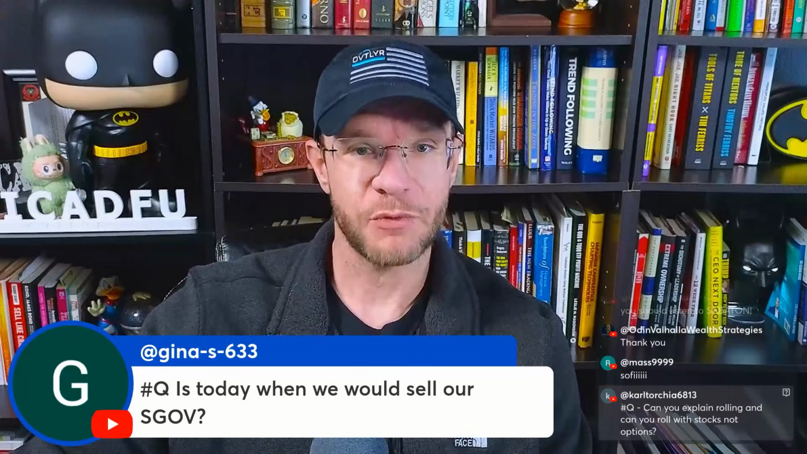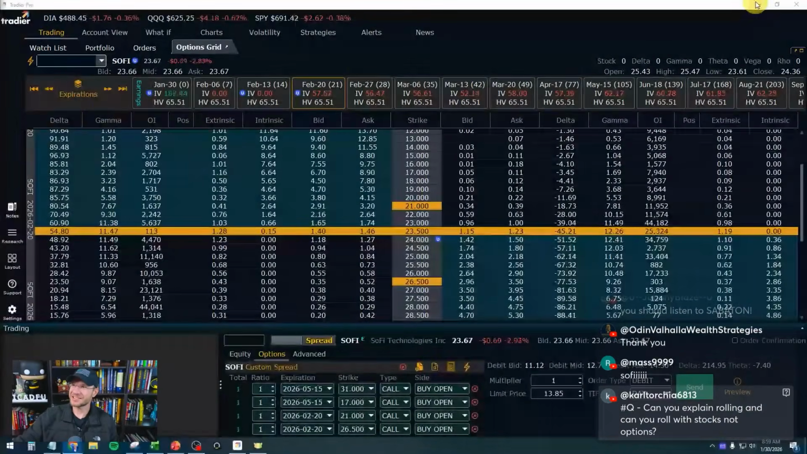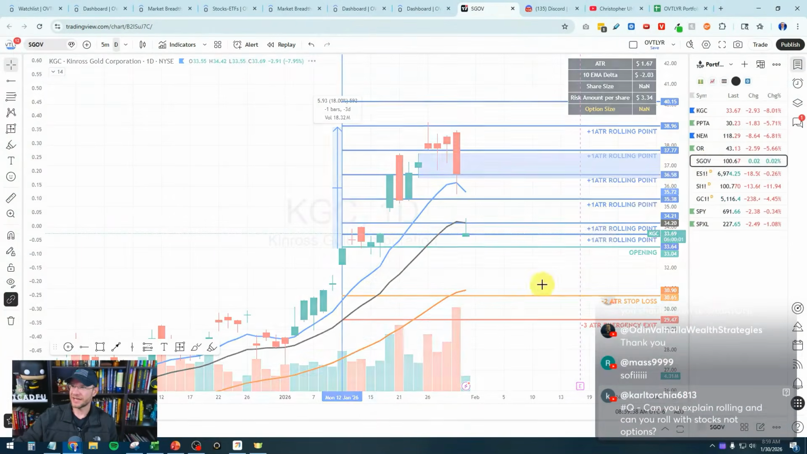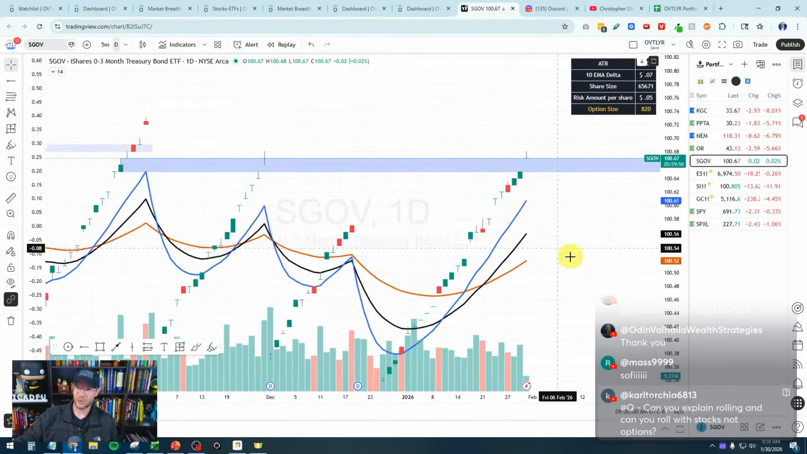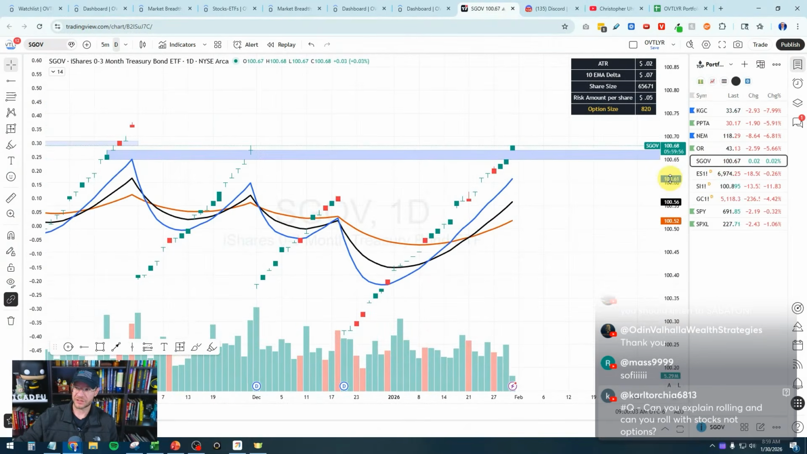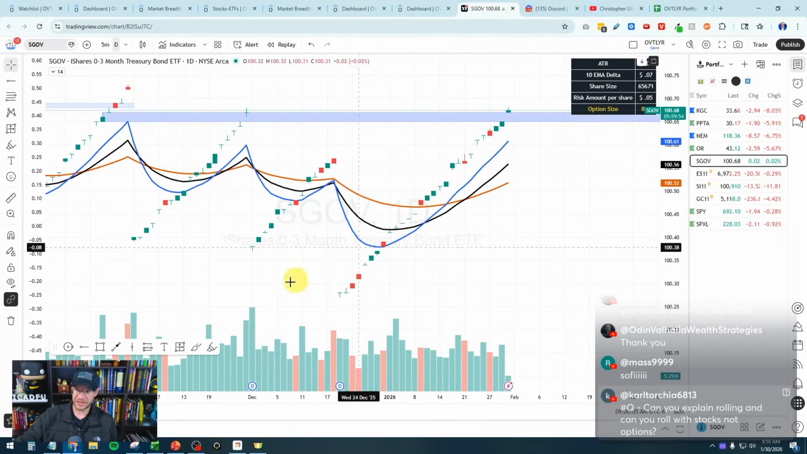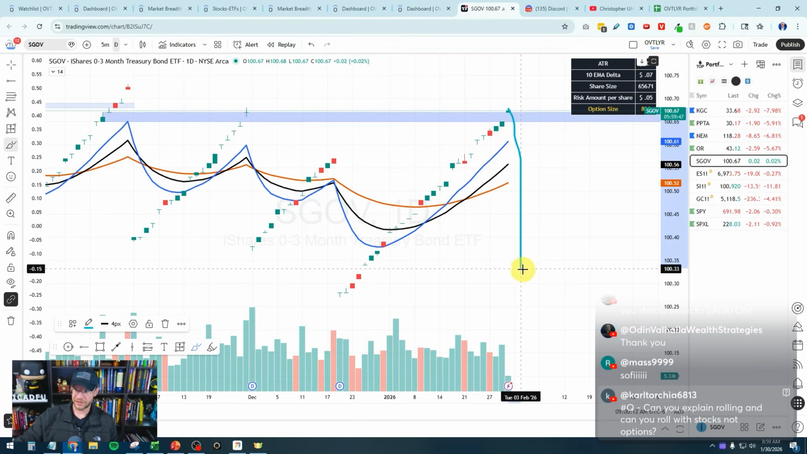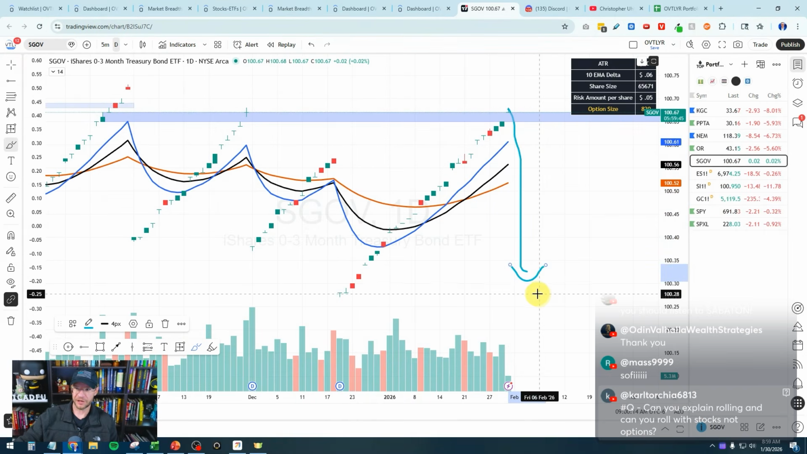Gina, is today the day when we would sell our SGOV? Yes, the final day of the month. This is the one stock that you can actually plan on selling at the top and buying in at the bottom. Today is the last tradable day of the month. So SGOV will, on Monday, crash all the way down to somewhere down here, for the amount of the dividend. Whatever that dividend value is, that's how much it's going to crash down.